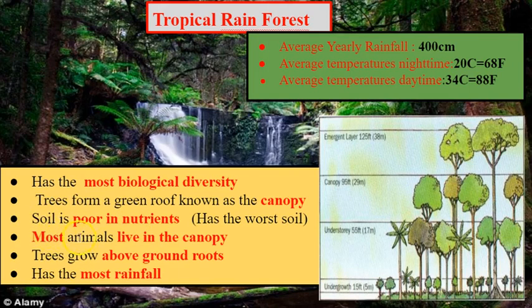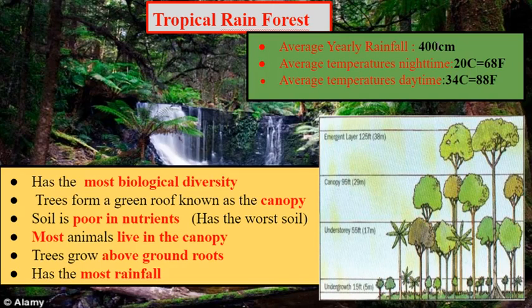Now again, most of the animals that live in this biome are going to be living in our canopy layer. And the trees that grow in this biome can grow roots that are above ground. We are going to be seeing a picture of this on one of the later slides because some of these roots can get ginormous in size. This biome also has the most rainfall. If we look right up here, we can see that the average yearly rainfall is going to be around 400 centimeters, which is an enormous amount of rain.